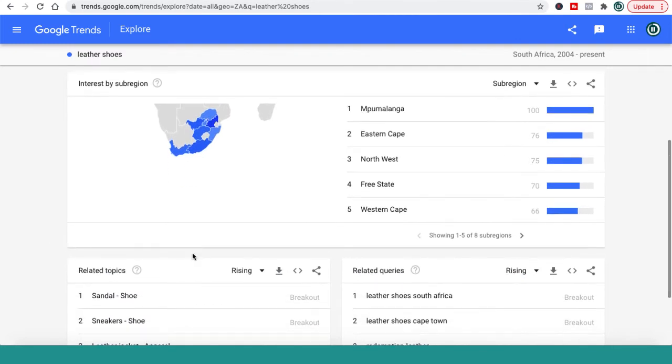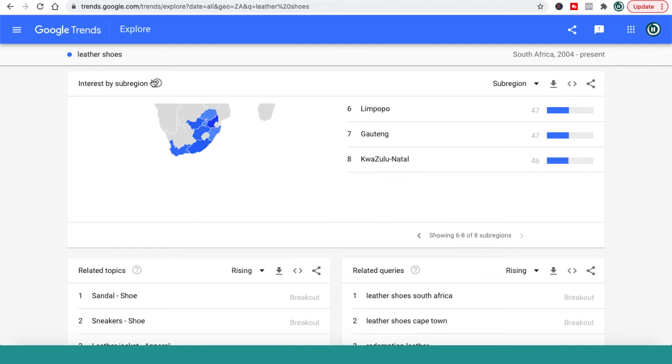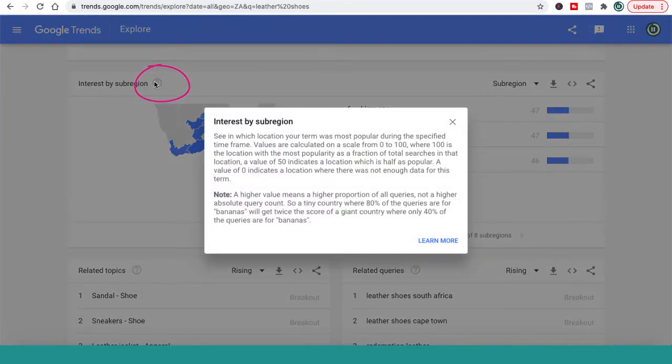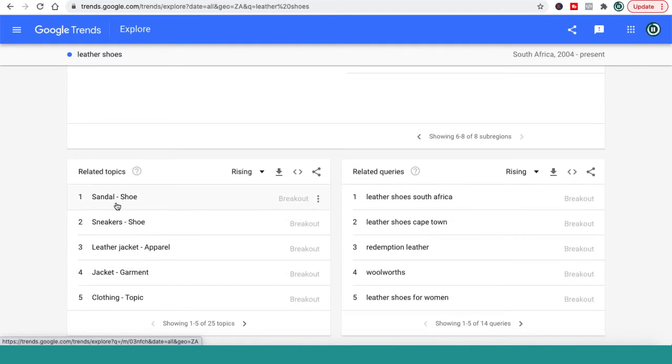Mpumalanga. Mpumalanga is definitely in the lead by quite a substantial distance. Here, if you just click on the little question mark, you will see how this information is explained in terms of interest by sub-region. So here we have different breakout and related topics again. And interesting that Woolworths comes as a breakout topic for leather shoes.